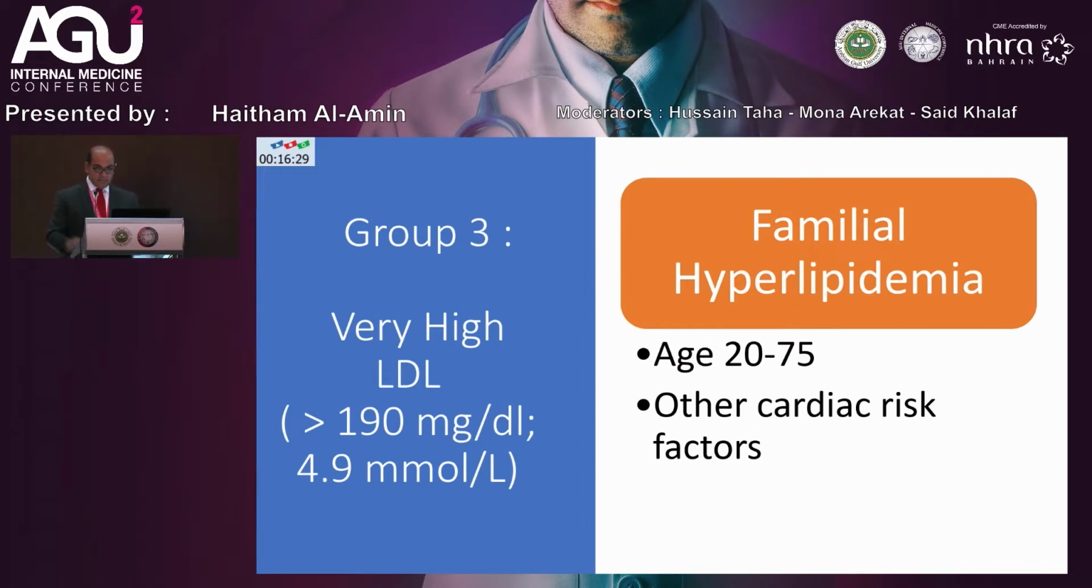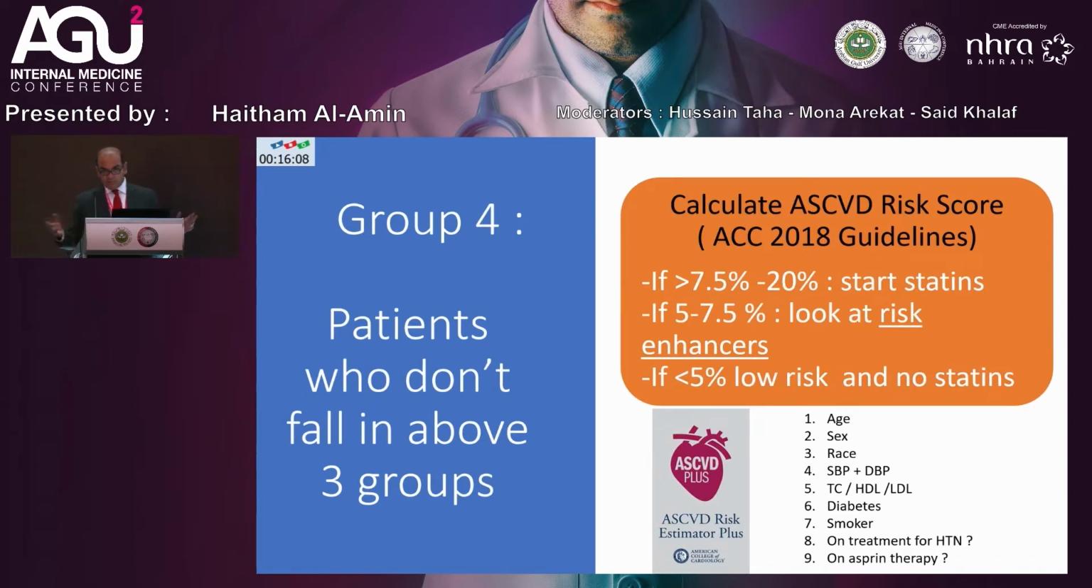Group 3 are patients with very high LDL. So if your LDLs are above 190 milligrams per deciliter, or 4.9, and remember our student in AGU was 20 years old, so he would fall into this treatment category if he required to be on treatment. Last group is patients who do not fall into the above 3.